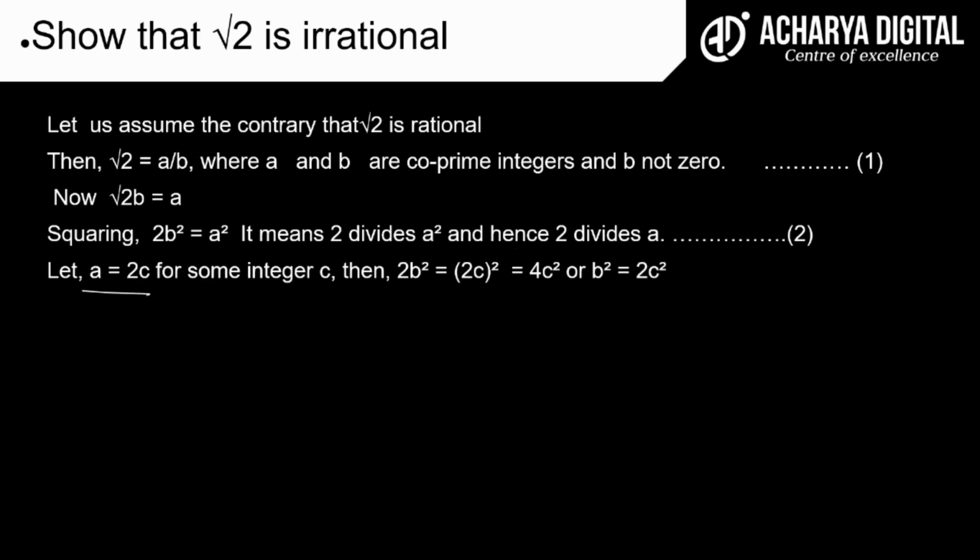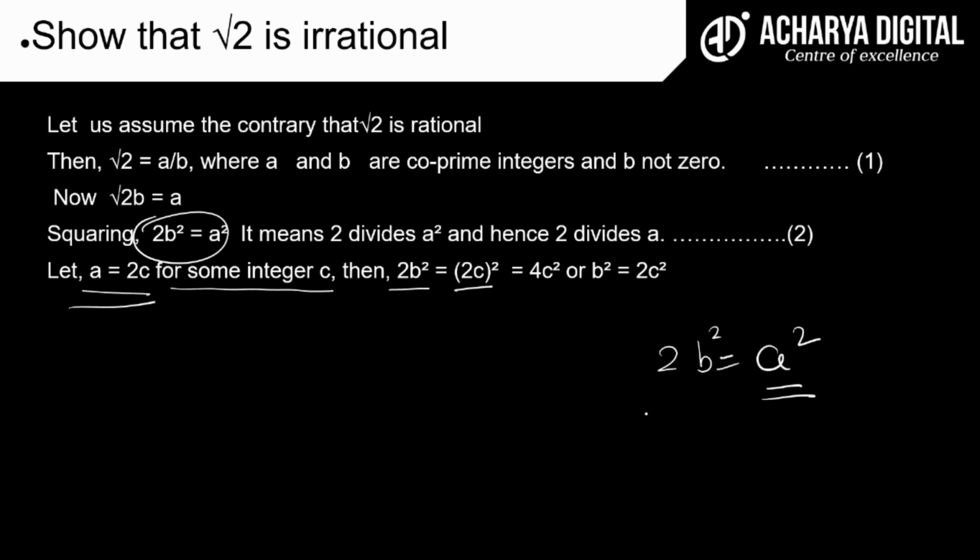If a equals 2c for some integer c, then 2b squared equals 2c squared. So whatever is given here in the previous step, that is 2b squared equal to a squared, substitute a as 2c. What will I get?